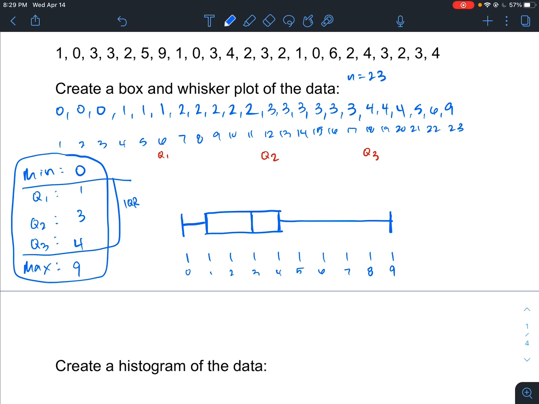Okay, represented in a box and whisker plot. So here would be the minimum. This would be Q1. This would be Q3. This would be Q2, and this would be the max. Just like that.